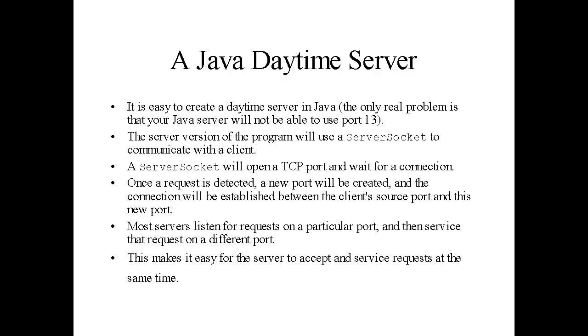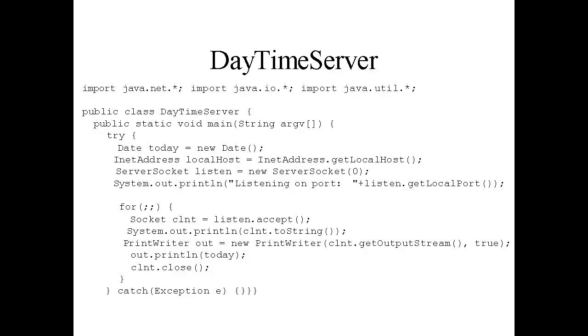And so here's the daytime server, which uses the inet address from the local host, creates a server socket, this time on port 0. You can make any port that's not occupied. Then what it does is it accepts a connection, prints out the connection information, then goes and gets the output stream, prints out the day to the output stream, and then closes the connection.